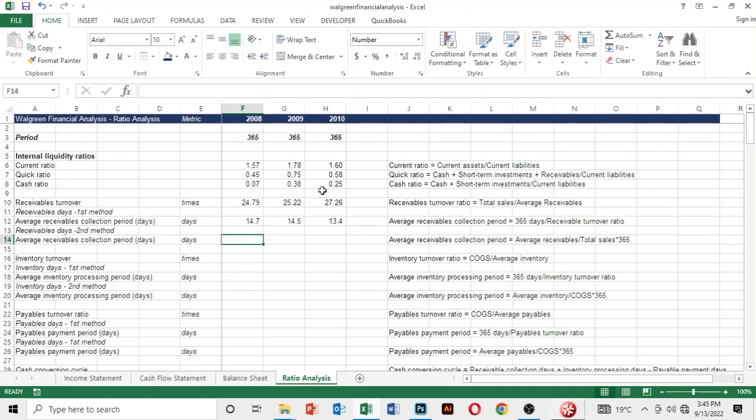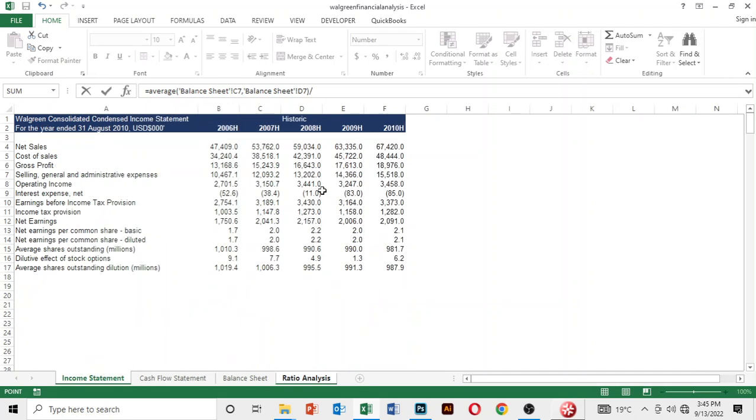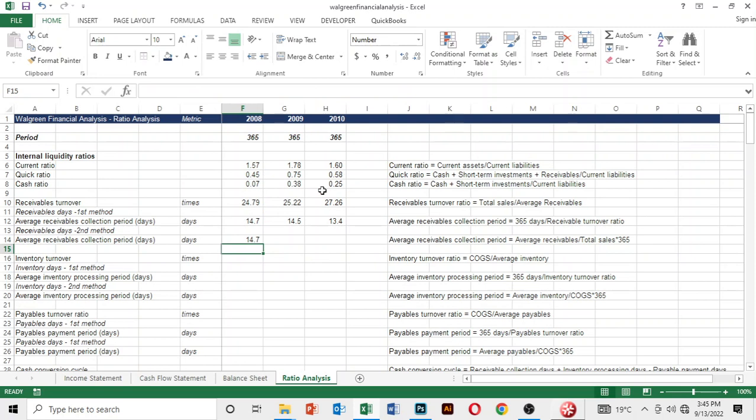This is the most commonly used method by financial analysts, and even by investors. So for this formula, we start with average receivables. So let's go to average receivables. Right, so average receivables, then we divide by revenue for 2008, and then we multiply by 365 days, which is the period, and look at that, it gives us the same result. So yeah, that's perfect.